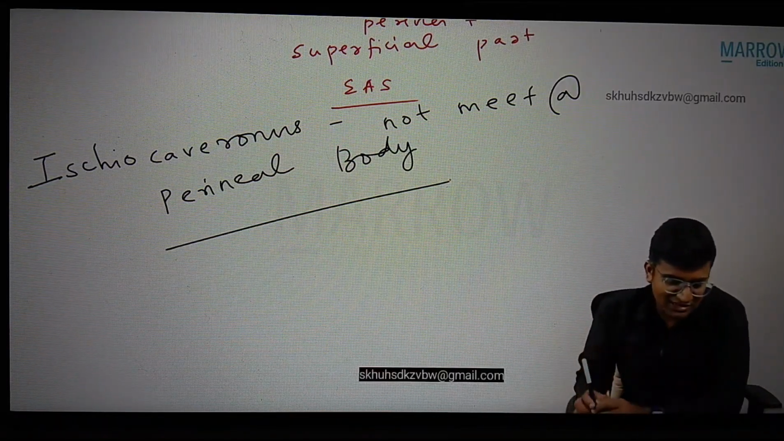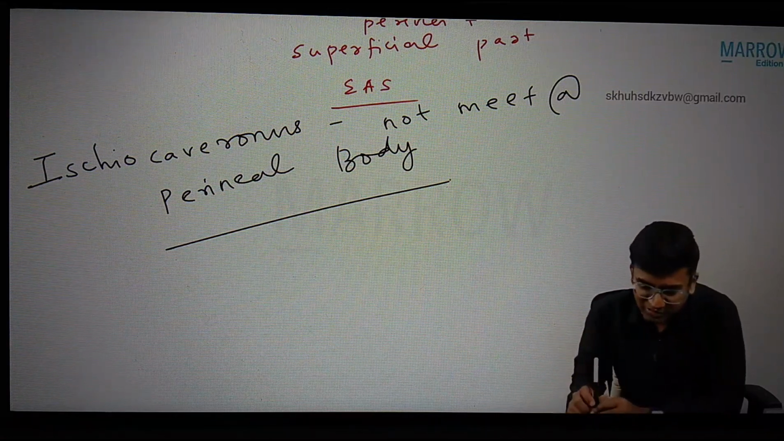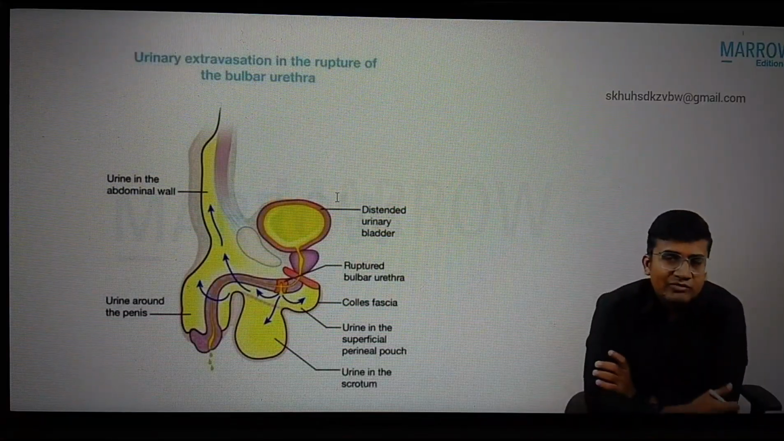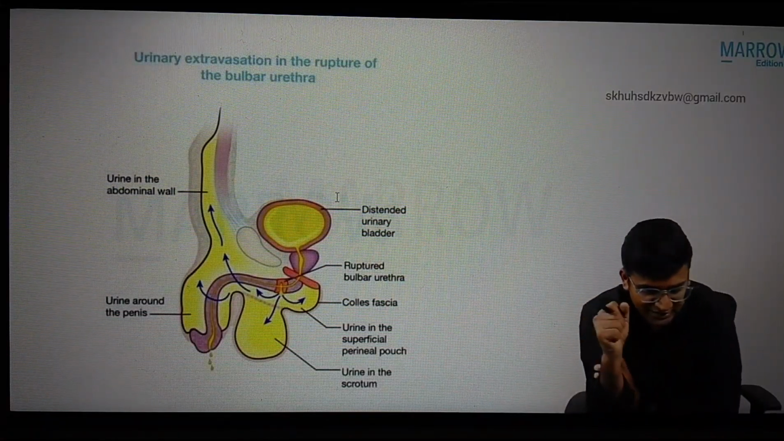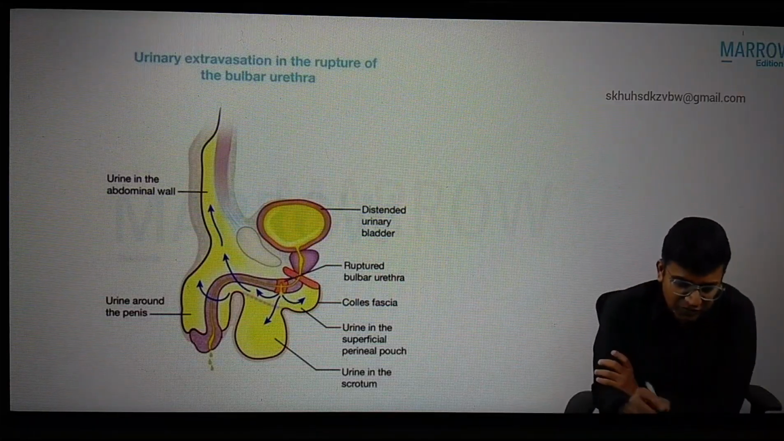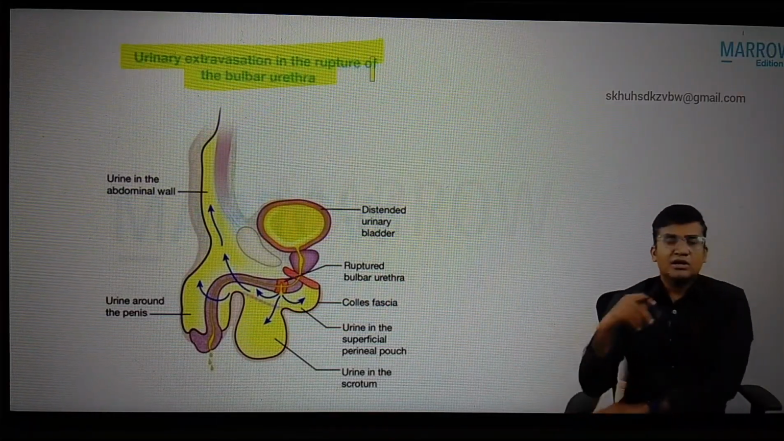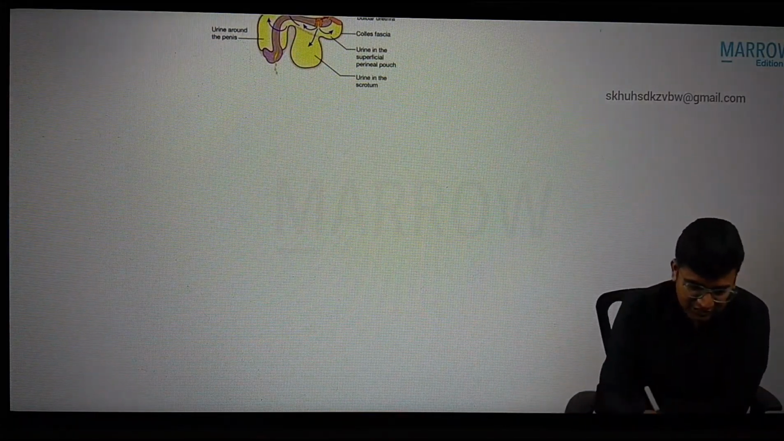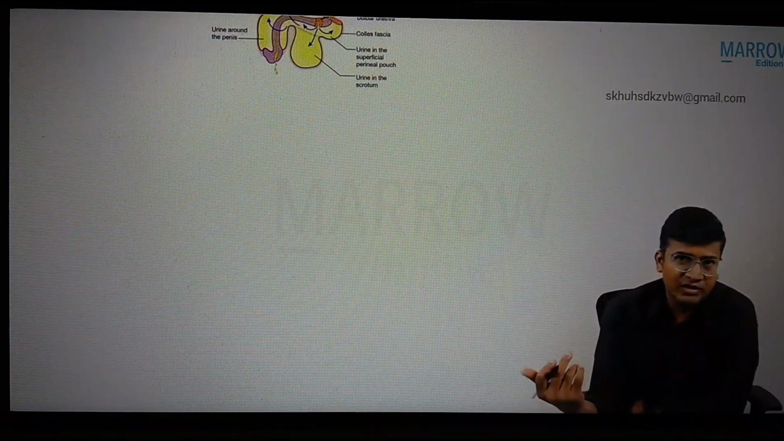So these are the contents of the superficial pouch, and we also discussed the perineal body. Okay, right. Now we're going to see some more applied anatomy. After knowing the contents of the superficial pouch and the deep pouch, you have to know about urethral rupture. Now, urethral rupture, we have 2 cases: spongy urethral rupture and membranous urethral rupture.